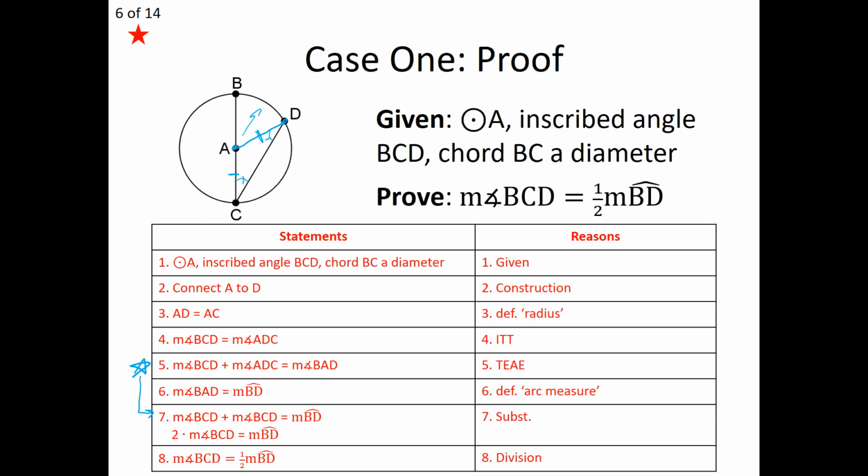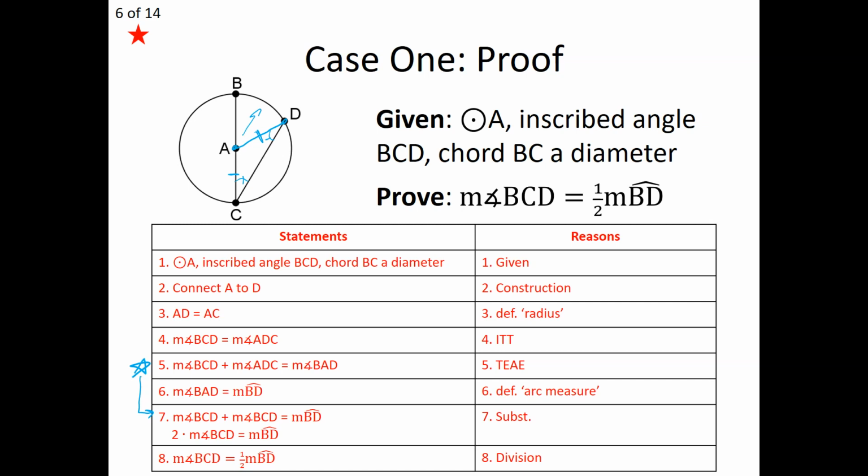The measure of angle BCD, we carry that with us. But the measure of angle ADC, we know it's equal to the measure of angle BCD because of the isosceles triangle theorem, which means let's take our angle ADC and replace it with angle BCD, so we have the sum of two BCDs there. And at the same time, take the angle BAD, which is the exterior angle, and set it equal to the measure of the arc it cuts, which is just the measure of arc BD.